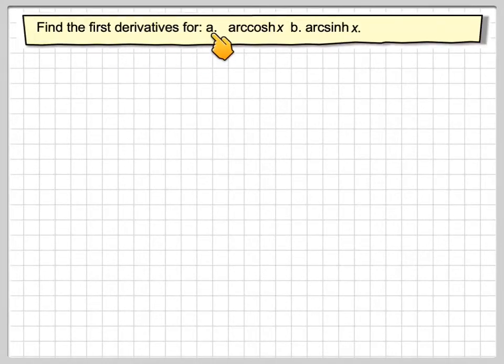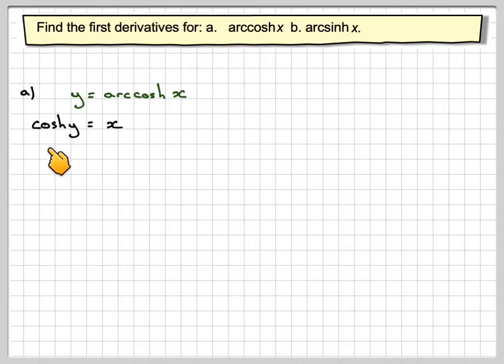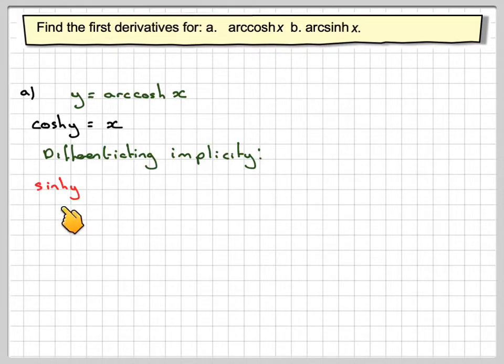Find the first derivatives for A, arccosh of x, and B, arcsinh of x, depending on how you want to pronounce it. So we've got arccosh of x. If I rewrite that, it's cosh of y is equal to x, and then if I differentiate implicitly, differentiating cosh of y gives sinh of y, but I have to add in a dy by dx, and differentiating x gives 1, and therefore dy by dx is 1 over sinh of y.